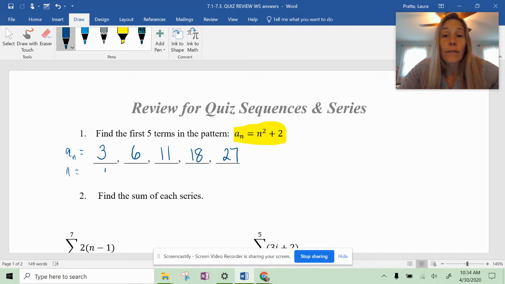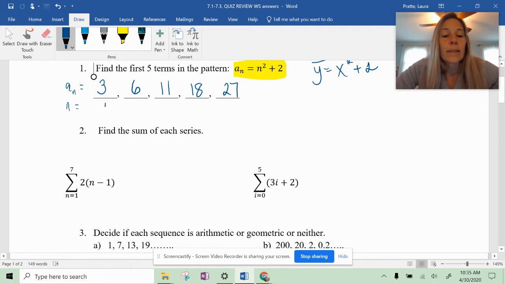Again, if you're using a graphing calculator, you could just put this in on your calculator as well. So you would do y equals x squared plus 2 on your calculator, and then you would just look up your table of values. So that's a way you can do it on there.